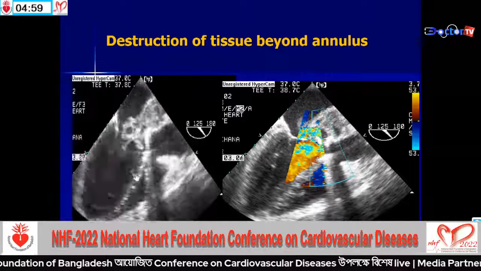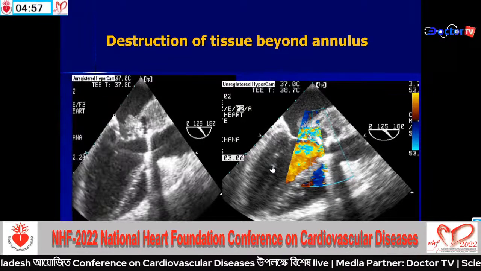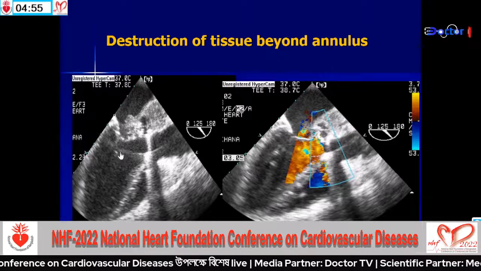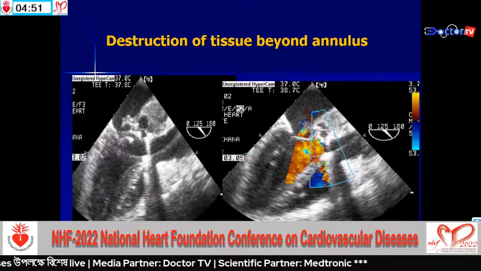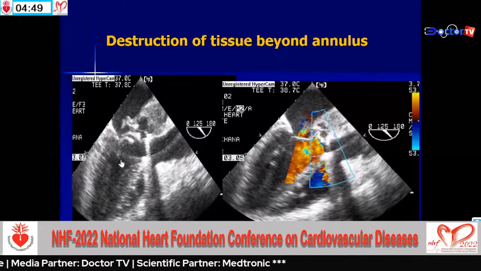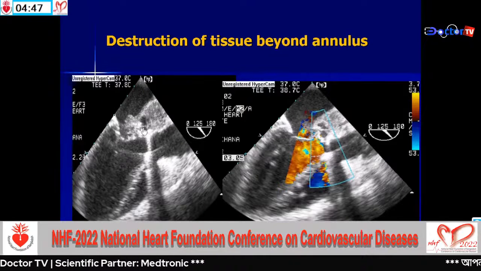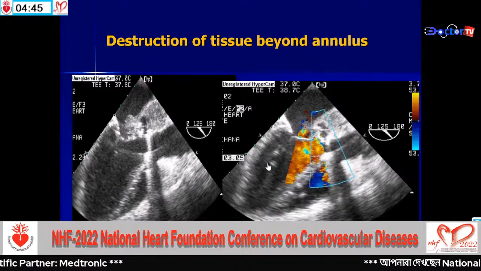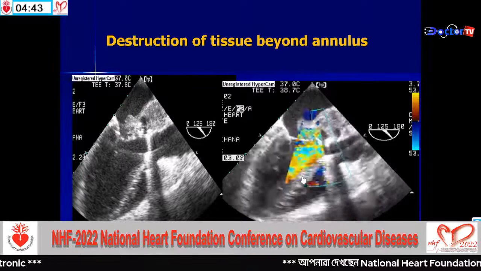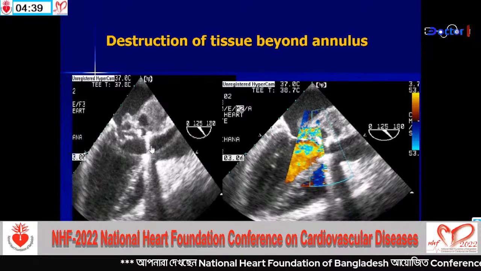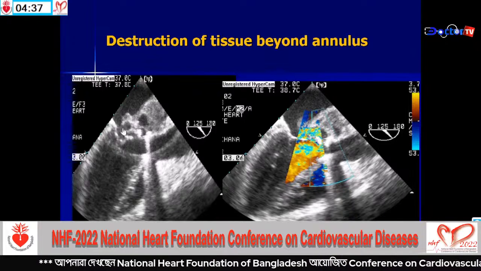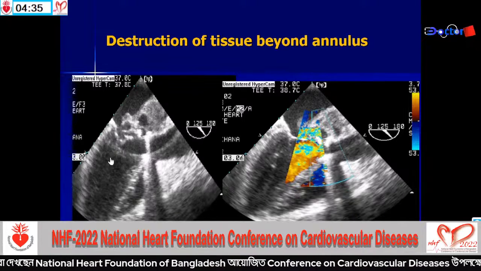This patient came with all the features of an infective endocarditis. And you see, there was a complete destruction of tissue beyond the annulus. You see the whole involvement of the aortic root abscess also, and involving the mitral wall. Nobody was willing to take him. We gave antibiotics, but ultimately, because of this complete destruction of the annulus and abscess, the patient could not be saved.